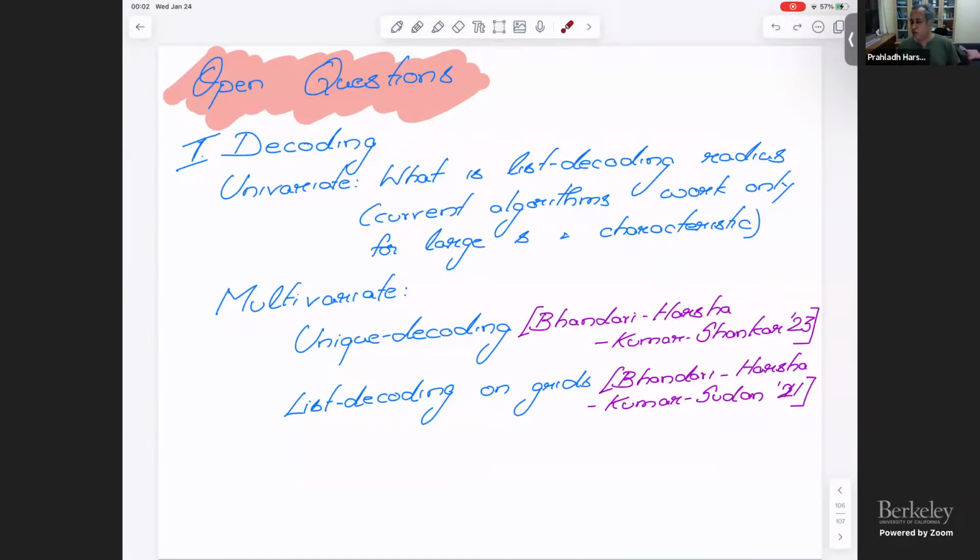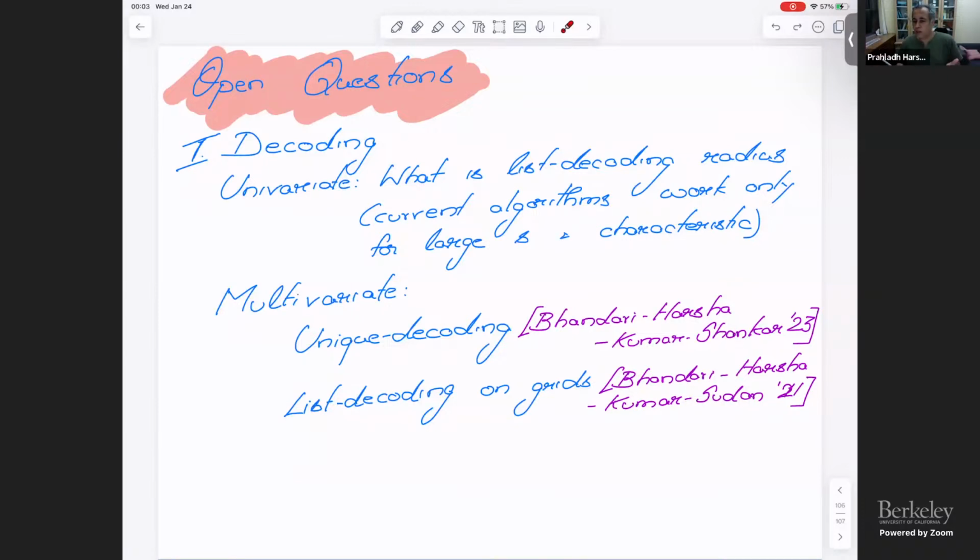Just like Reed-Solomon codes, what is the list decoding radius of multiplicity codes? We know that they can all be list decoded up to the Johnson radius. For certain choices of the multiplicity parameter, it goes all the way up to capacity, but only if the characteristic is large enough.